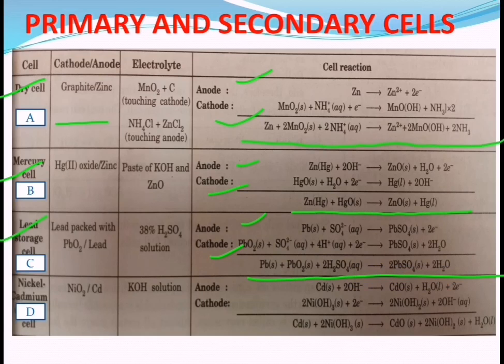Clear? Similarly, in nickel cadmium cell, that is the battery used in emergency lights, you have to learn the anode and cathode, the electrolyte taken inside the cell, and the overall cell reaction. It is your own topic. You have to write them again and again and try to understand.